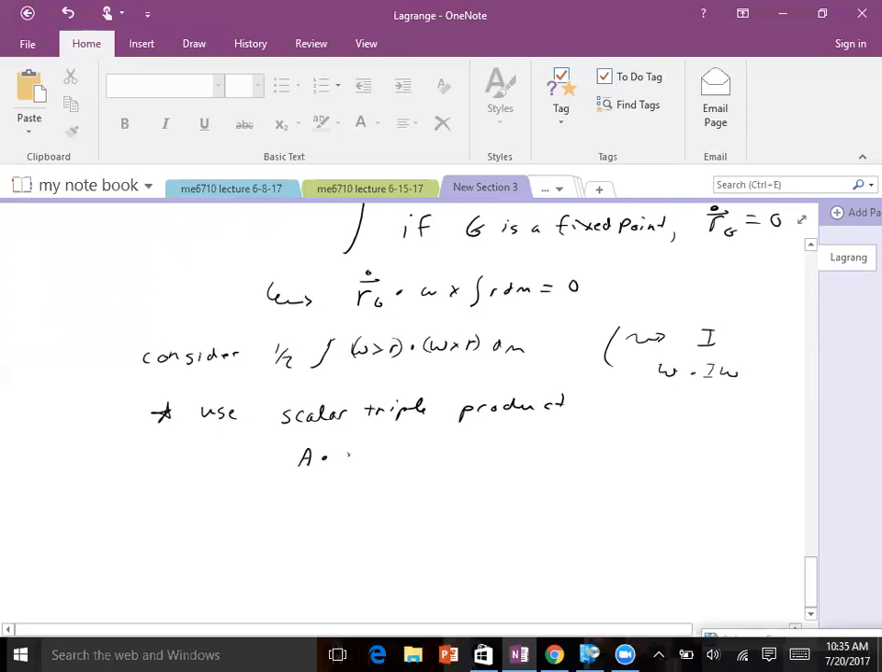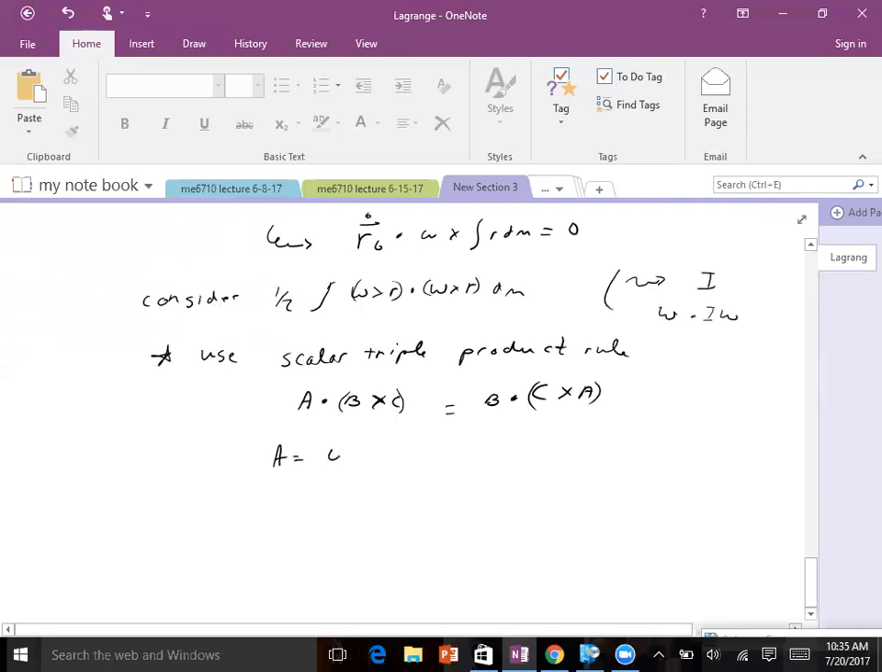Scalar triple product. Now I'm going to write it this way. A dot B cross C equals C dot A cross B. Before I wrote it in my BAC minus CAB format, but it's a variation of the BAC minus CAB rule, and I'm going to write it this way.